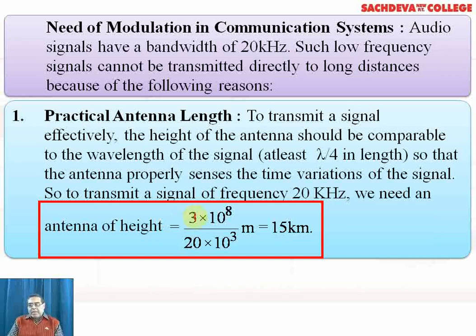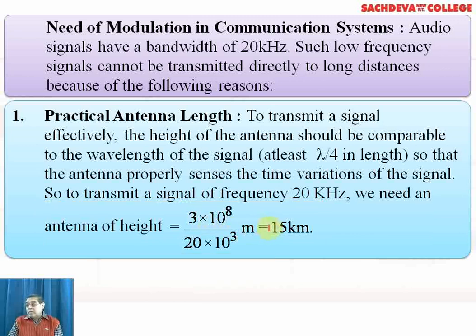By computing these values, we find that the length of the antenna is nearly 15,000 meters, that is 15 kilometers. That is not possible as an antenna length.